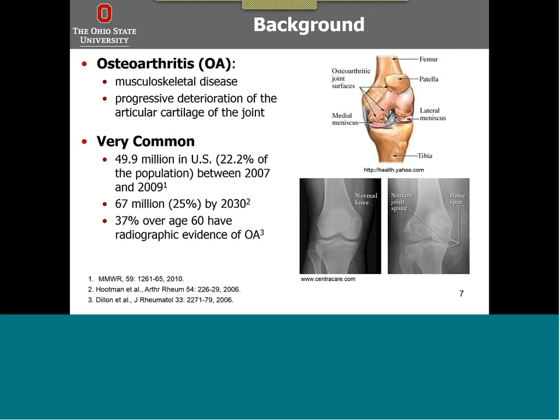So first, some background. Osteoarthritis, or OA, is a musculoskeletal disease that's characterized by the progressive deterioration of the articular cartilage of the knee joint. It's very common. There were nearly 50 million cases in the U.S. between 2007 and 2009, which was about 22% of the population. And this number is projected to increase to 67 million, or about 25% of the population, by the year 2030. It's also been shown that 37% of individuals over the age of 60 have radiographic evidence of OA. So for example, if you look at the X-ray images at the bottom of this slide, you can see that on the right, this particular person has joint space narrowing, which is characteristic of knee OA.